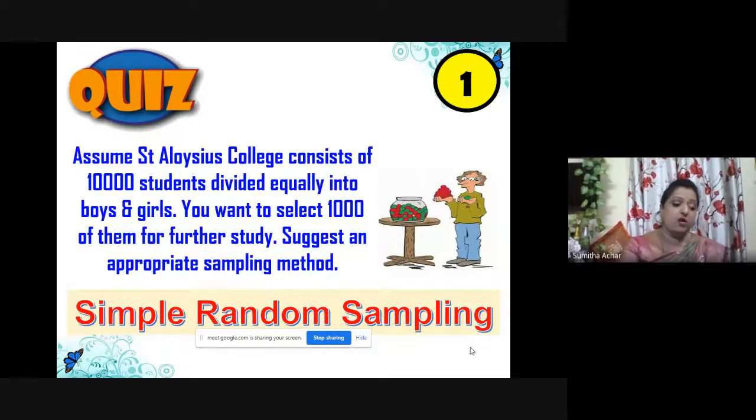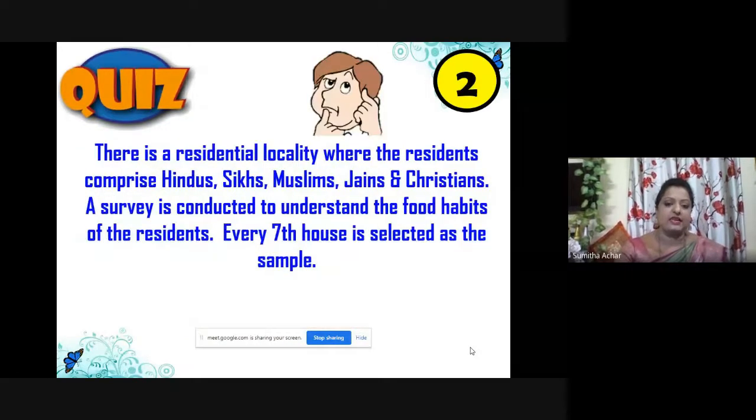I gave you an answer why it is not stratified. Suppose I had said that of the 1,000 people I select, there should be an equal composition of boys and girls. Then, of course, you are right that it should be a stratified sampling. Is this right? Then I need a thumbs up from all of you in the chat box. Clear? Clarified? Yes? Okay. So we proceed to the second quiz.